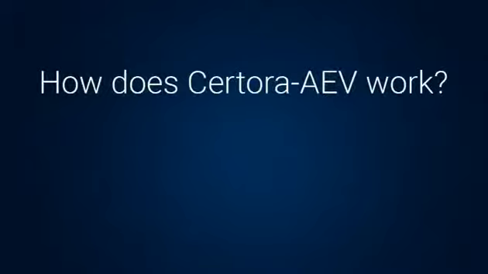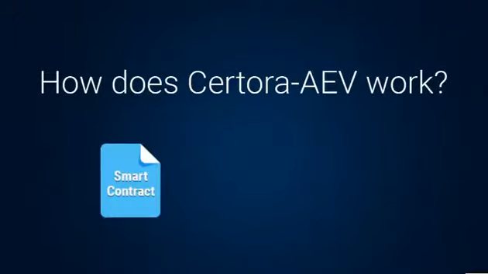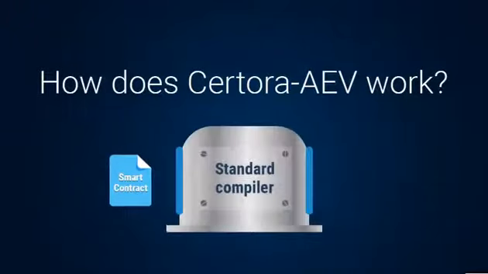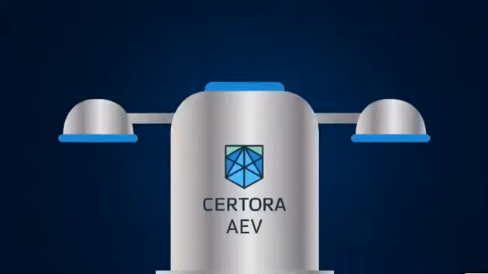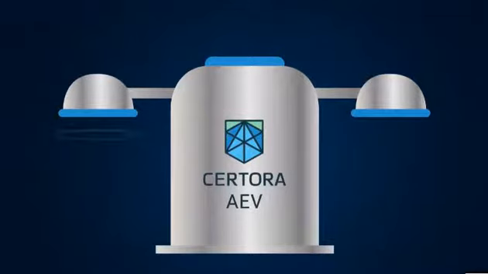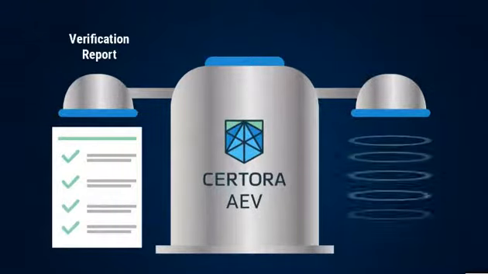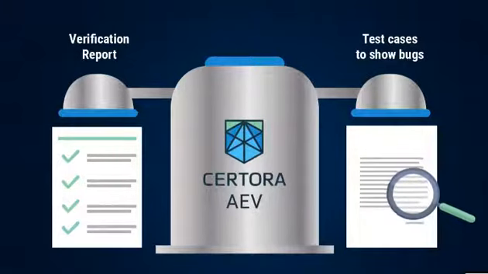How does Certora AEV work? Certora AEV receives a contract, which can be written in any programming language, compiles it using standard compilers, and analyzes all executions defined by the low-level instruction code against a set of expected properties. AEV produces a report with all the properties which hold and test cases demonstrating bugs. This way, AEV provides you with definitive assurance that your contracts behave the way you intended them to behave.